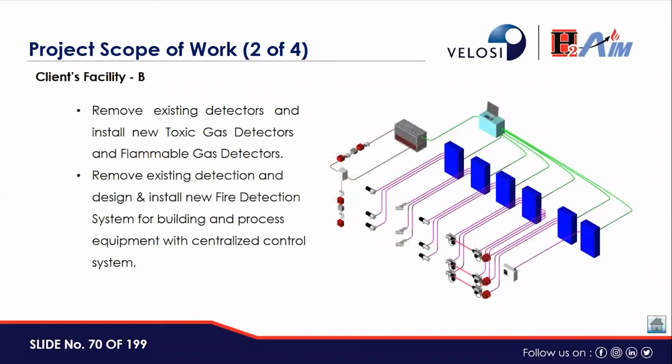For facility B, the scope of this case study was to remove the existing detectors and install new toxic gas detectors and flammable detectors as well. Removing existing detection and designing and installing the new fire detection system for buildings and process equipment with a centralized control system was a part of the scope.